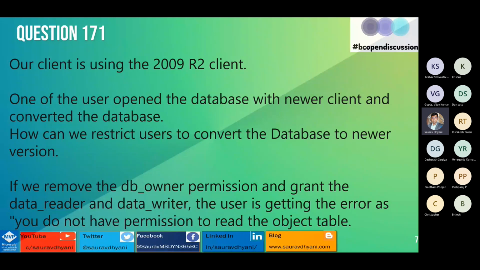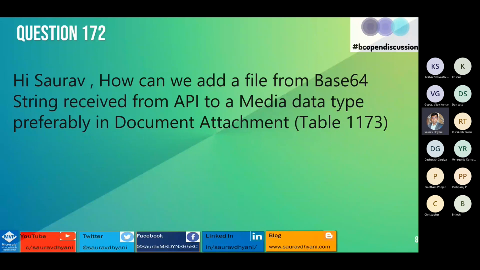Okay, again, this is Rishikesh, I guess. How can you add a file from a base64 string received from an API to a media data type, preferably in document attachment? Is that you, Rishikesh? Am I reading it correctly? Yes, sir. Yes. Okay.